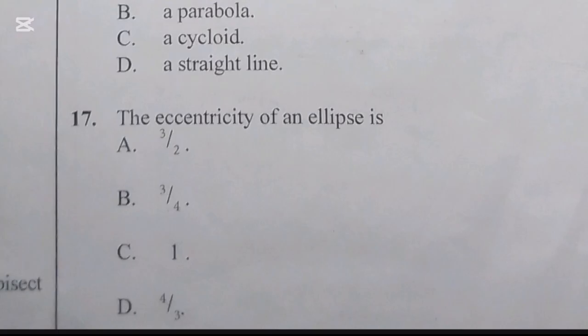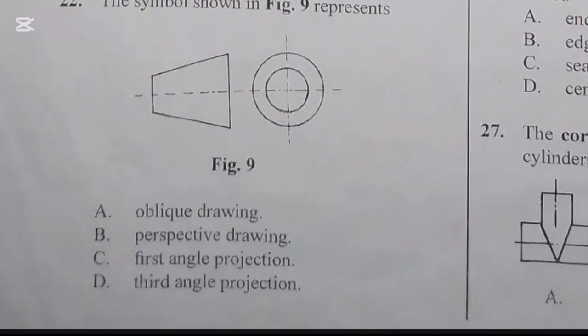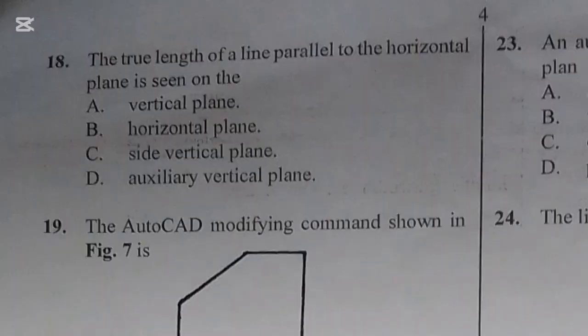Then 17. The eccentricity of an ellipse is less than 1. So out of all of these options, the one that is less than 1 is 3/4, which is B. That's for question 17. Now to question 18. The true length of a line parallel to the horizontal plane is seen on the horizontal plane. The answer is B.